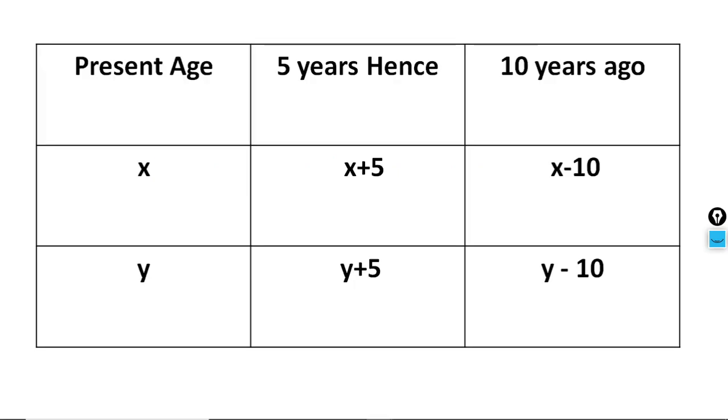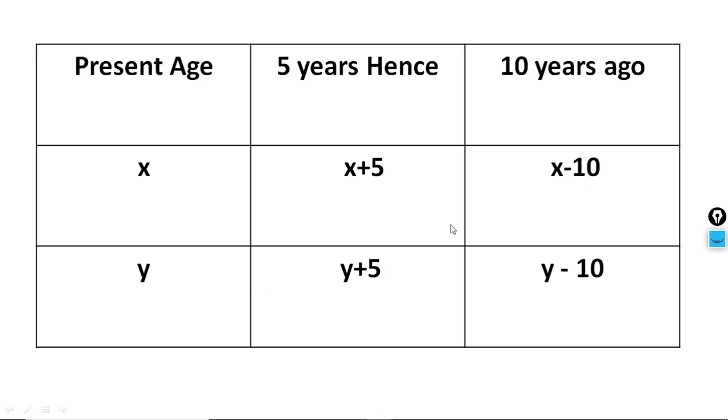In most of these problems we always consider present age of the two persons x and y. Then sometimes the situation given in the problems is 5 years hence. So 5 years hence means you have to add 5 years to the present age. If the present age of a person is x, after 5 years age will be x plus 5, and the age of a second person will be y plus 5.